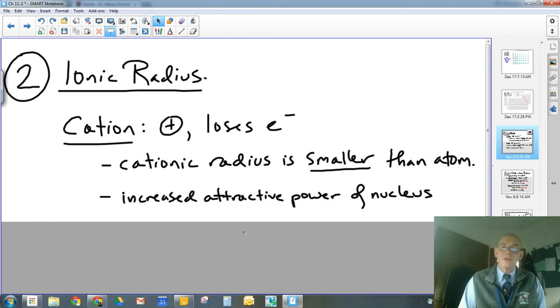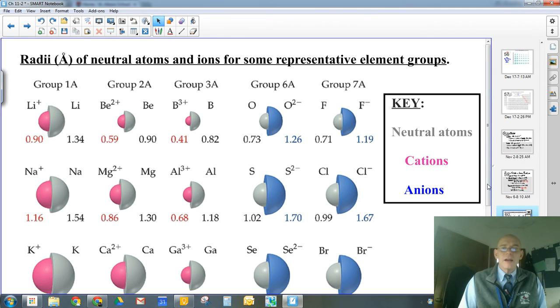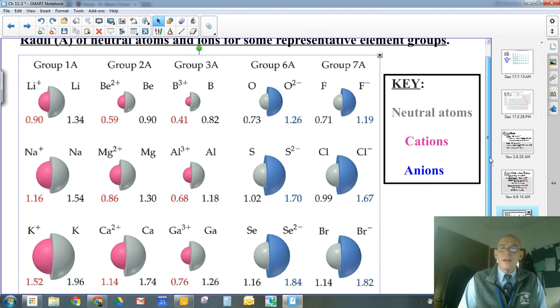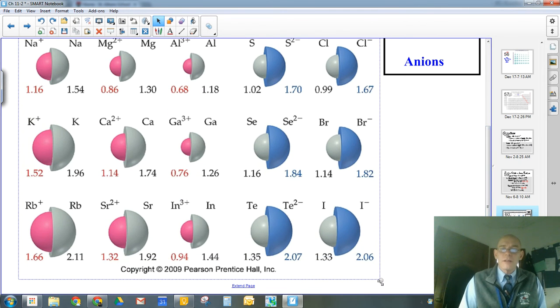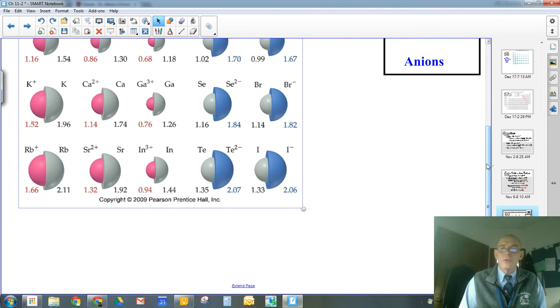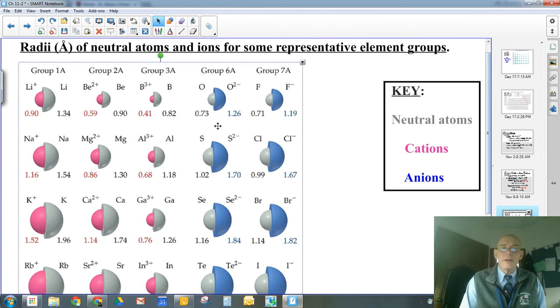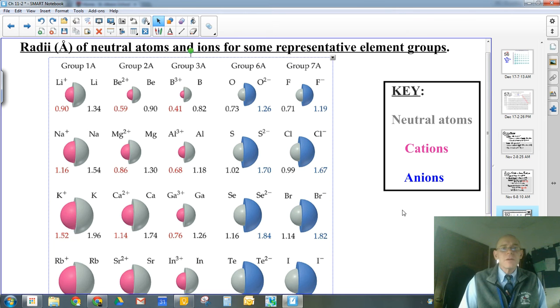Now let's look at some pictures of this. This is a table that's worth a little bit of explaining. Let me make it smaller so that we can see it on one slide right here. Notice that here's the key here on the right, and the key tells us that the neutral atoms are shown in gray. So on all of these, either cation, which is on the left, or anions, the nonmetals, on the right, the gray is the size of the atom.